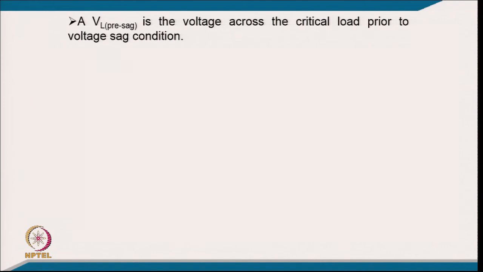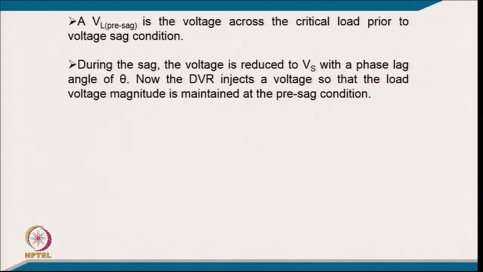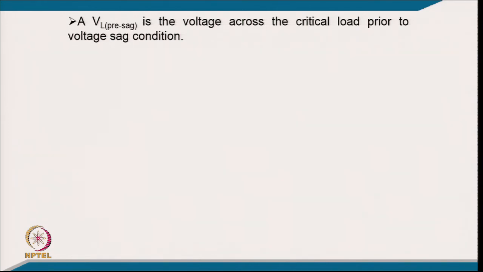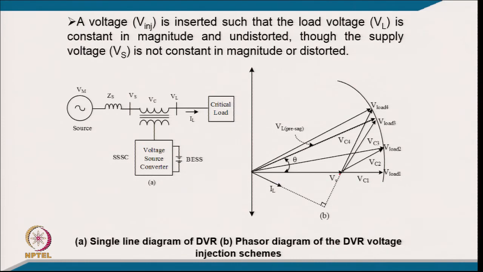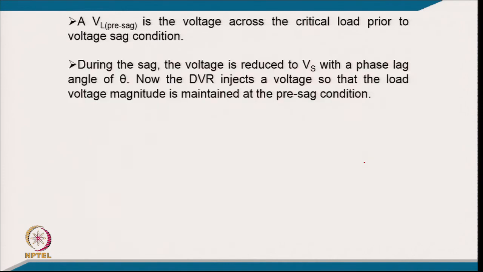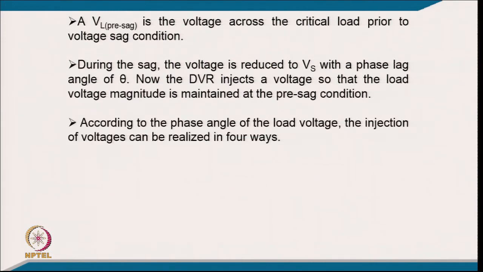So, pre-sag is the voltage across the critical load prior to the voltage sag condition. During the sag the voltage is reduced to Vs. Earlier it was typically this one, we call it pre-sag, this is the load voltage, and now it is reduced to this. During the sag the voltage is reduced to Vs with a phase angle of theta, and now the DVR injects a voltage so that the load voltage magnitude is maintained at the pre-sag condition.